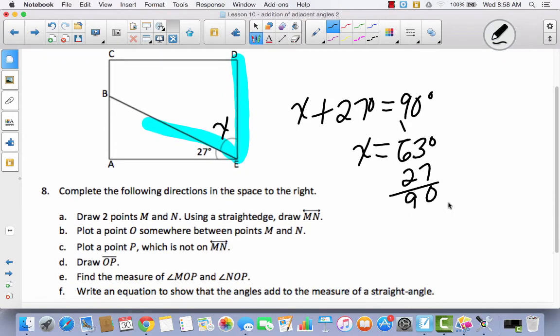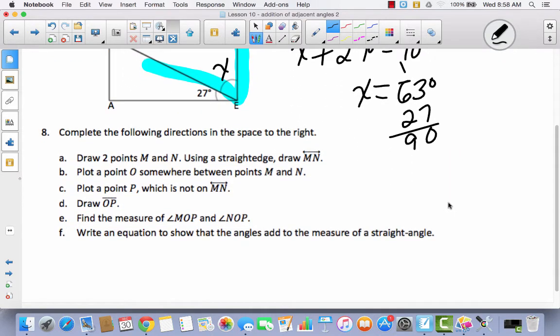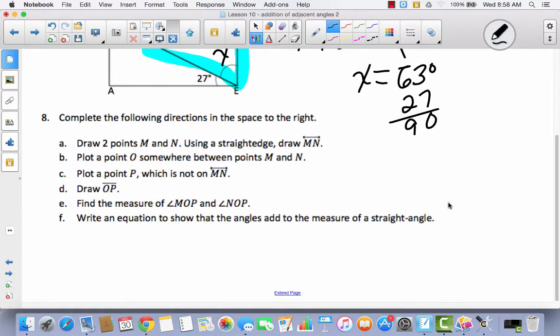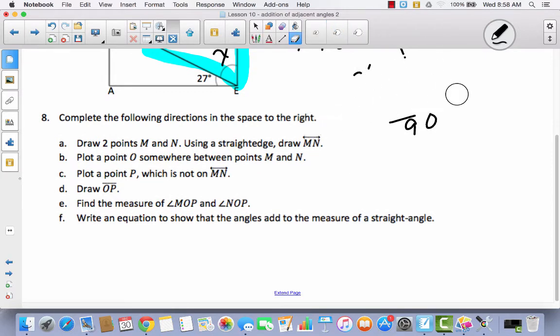All right. Take a look at number 8. Complete the following directions in the space to the right. So I'm going to go ahead and erase my marks over here so that I have some room. Draw 2 points, M and N, using a straight edge. Why don't you try to see if you can do number 8 all by yourself, and then come back and do it and check with me and see if you did it correctly.